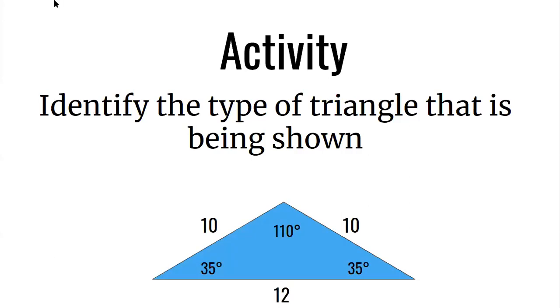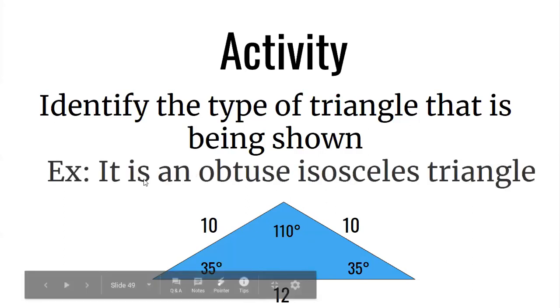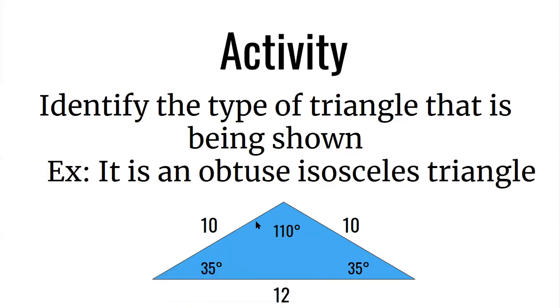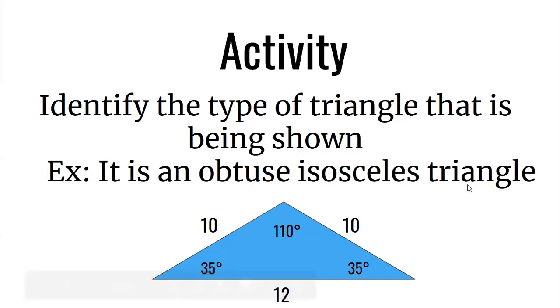So we got this triangle right here with 10, 10, 12, 35 degrees, 35 degrees, 110 degrees. So I would classify it as an obtuse isosceles triangle. First off, if you're questioning why you identify the triangle first with the angle, you identify a triangle with the angle first and then the side.